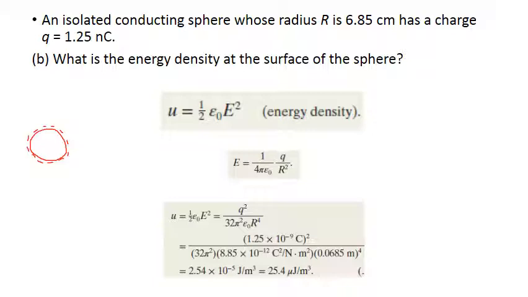Now by substituting, Q would be 1.25 nanocoulombs, r would be 6.85 centimeters, which is 0.0685 meters, and the remaining parts are constants. By this, we can obtain the energy density, and the unit of energy density is joule per meter cubed. We can replace 10 to the power minus 6 by micro, so it will be 25.4 microjoules.